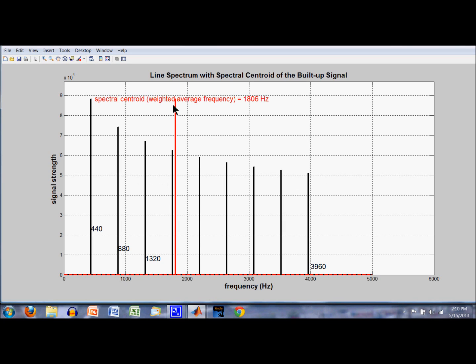I'm also showing the spectral centroid, which is the weighted average frequency, weighted by the strengths of the frequencies. So basically you add up all the frequencies multiplied by their powers, and then you divide by the sum of all the powers. This occurs at 806 hertz, which is a little bit left of middle on this graph because there's more power down here at the lower frequencies.